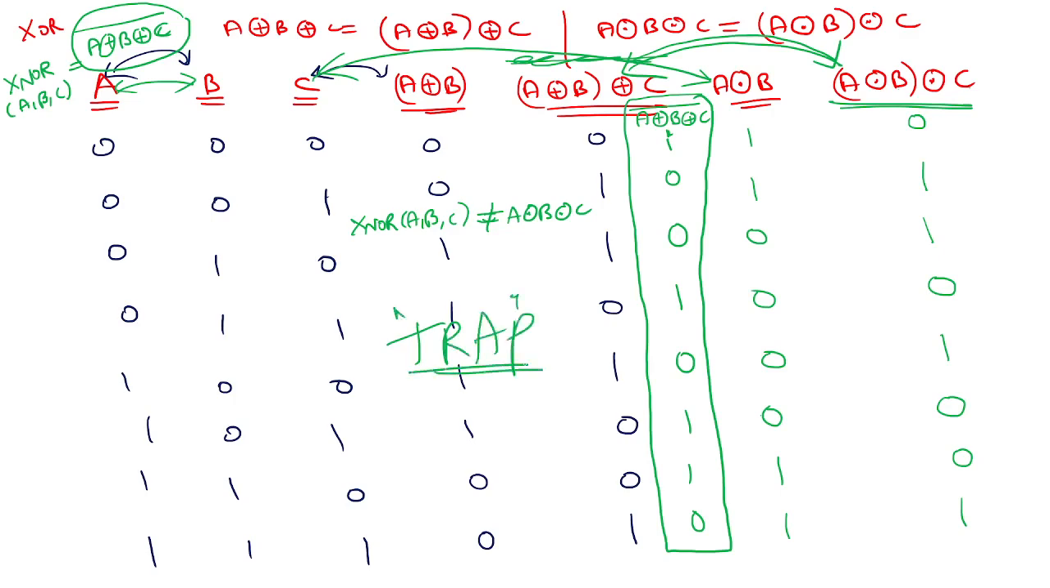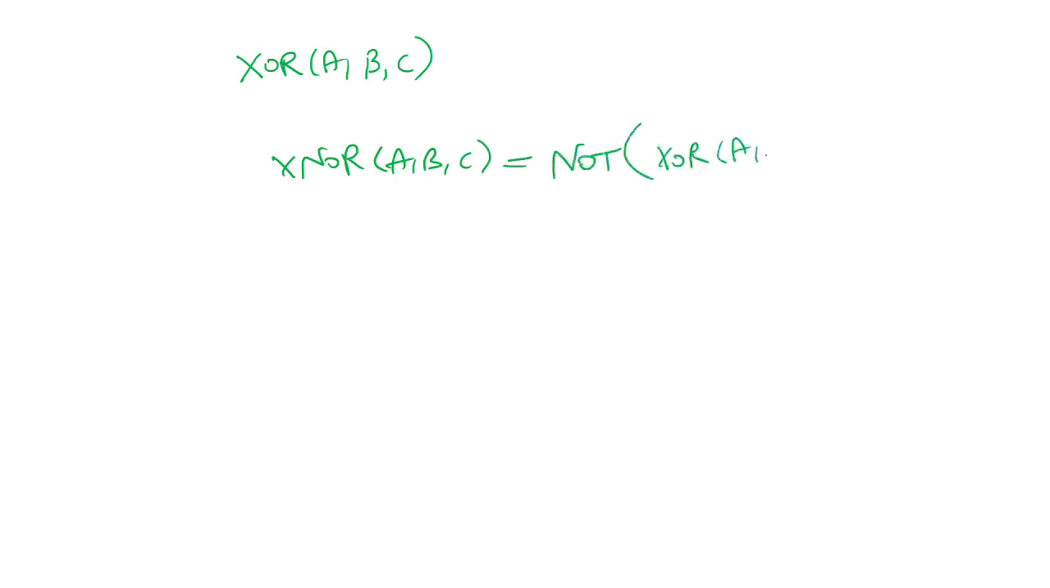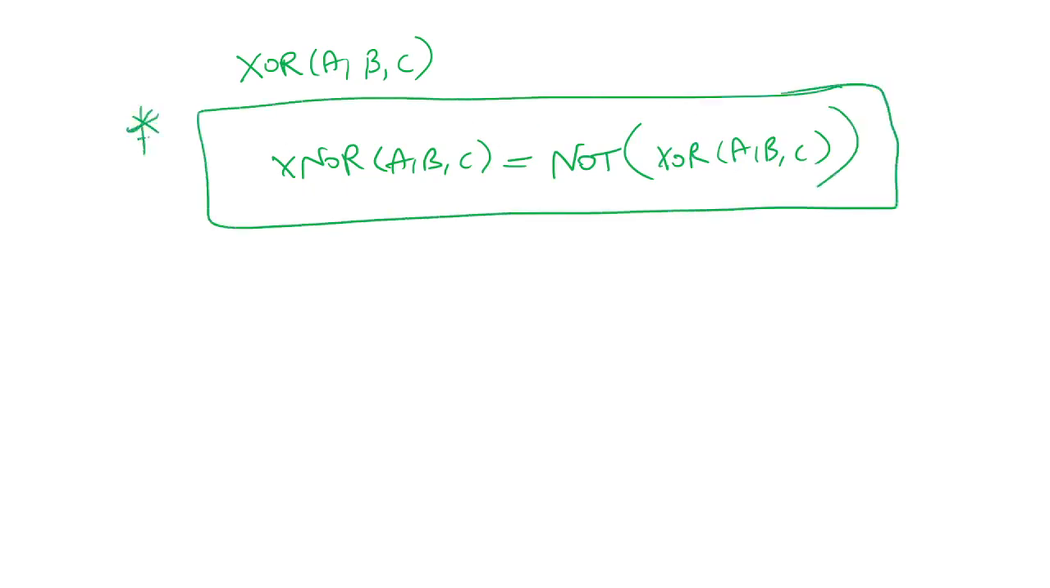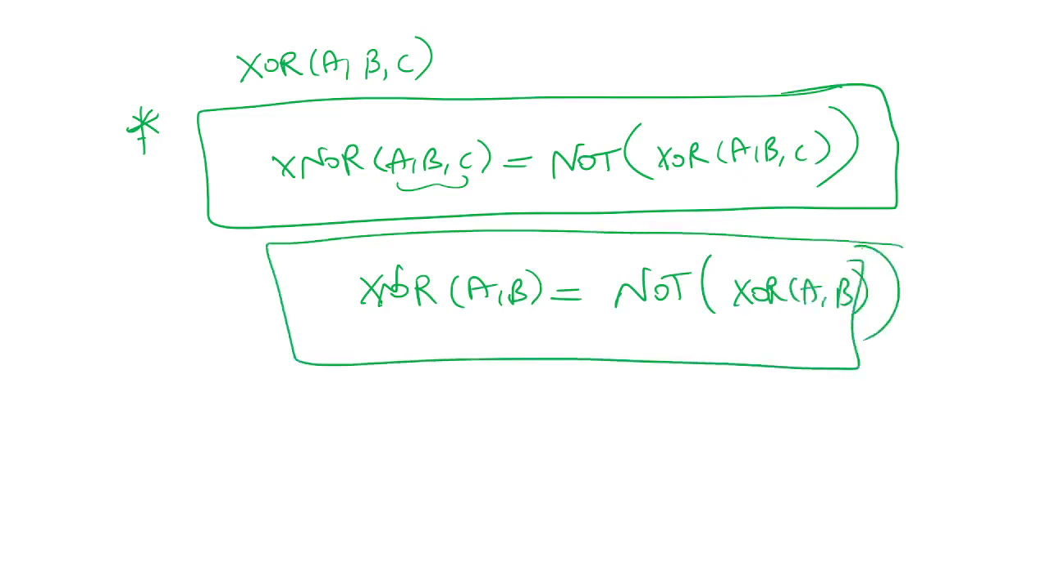So the thumb rule is very simple. It doesn't matter whether the number of inputs is even or odd, right? First, you compute the XOR of A, B, C, whatever it is. Then the XNOR of ABC is the NOT of the XOR of ABC. This much you should do. Even if you want to calculate the XNOR of AB, you do the NOT of the XOR of AB. Then you won't go wrong anywhere.